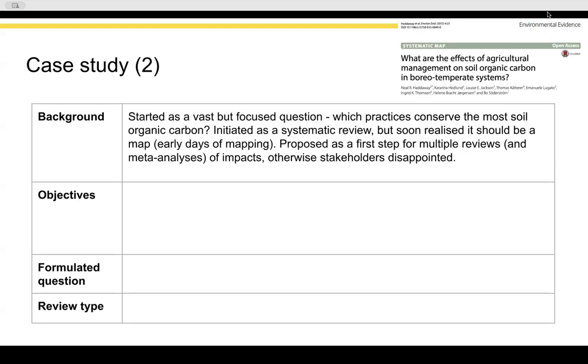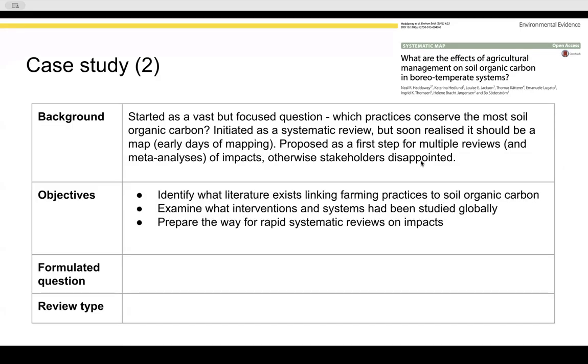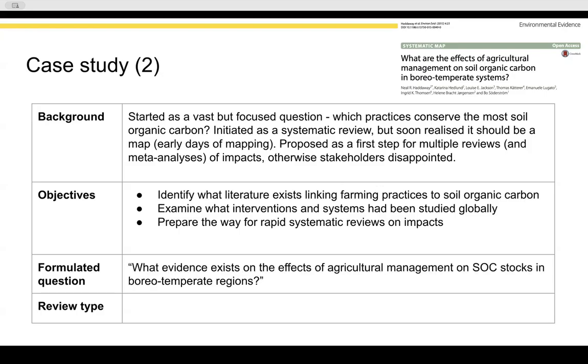The next one was looking at the effects of agricultural management on soil organic carbon. And actually, it started off as a systematic review question that they wanted to know which interventions conserved soil organic carbon. And so the protocol was actually written as a systematic review, but we realized when we got some methodologists involved that actually what they were more interested in was understanding the nature of the evidence base, because it was so large, and we would do that first and then follow it up with targeted systematic reviews on specific interventions.